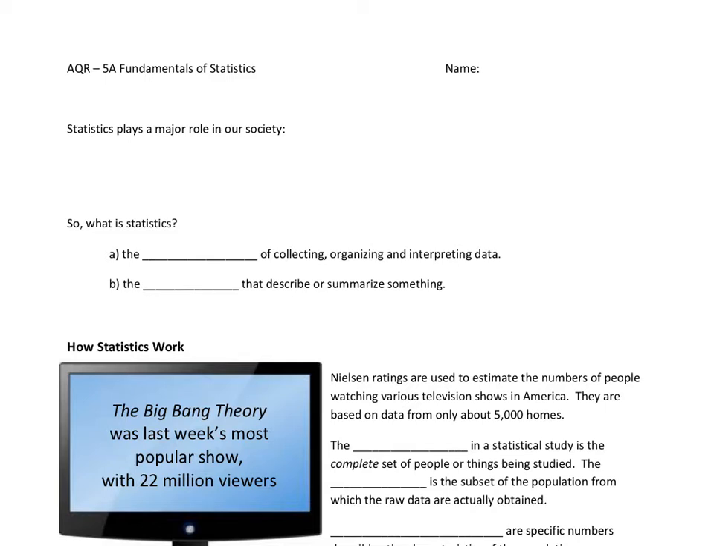So to start out, we have this prompt here. It says statistics plays a major role in our society. Some of the ways statistics are used, I think the most common one would be sports. Other ways they can be used are for market research, drug trials, or polls. Depending upon what time of year it is, you may be hearing about a lot of polls about how the president or local governor or mayor is doing.